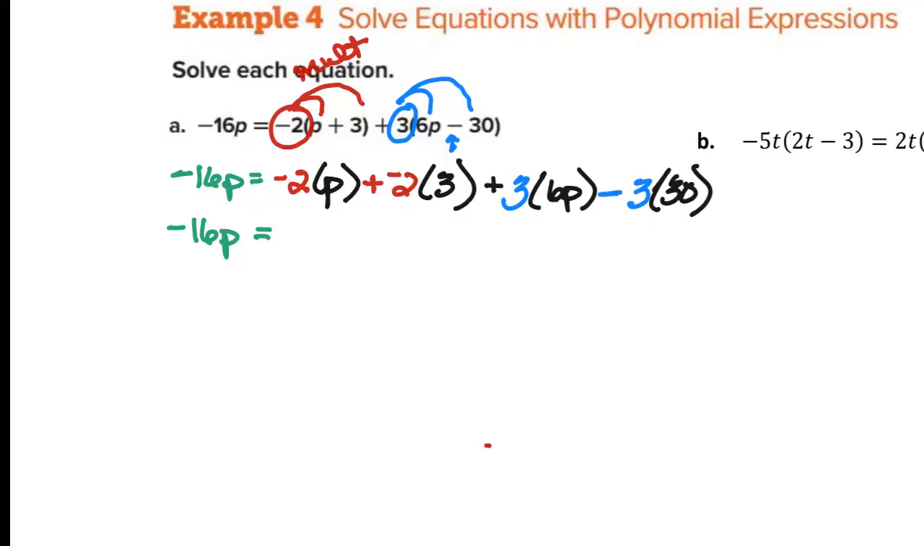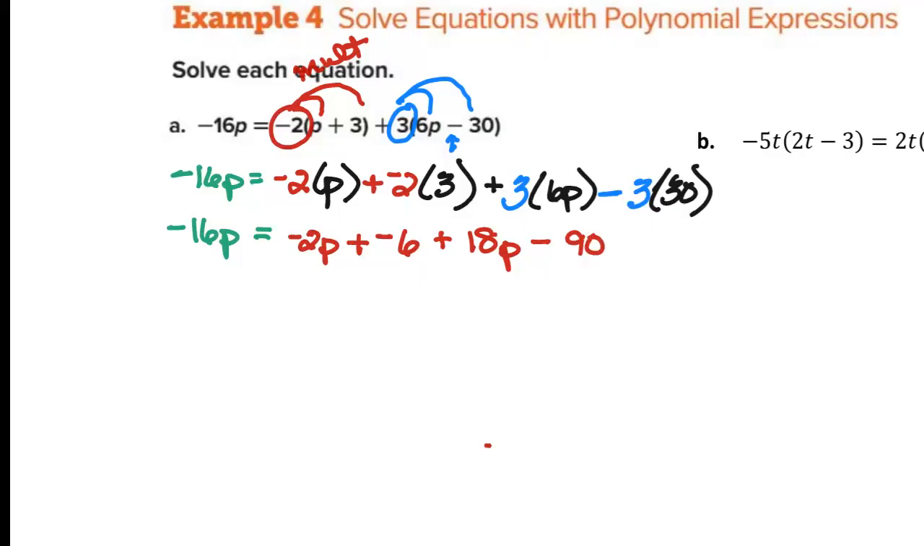Now I'm going to clean up and simplify. The mathematical term for cleaning up is simplify. So I've got negative 2 times p is negative 2p plus negative 2 times 3 is plus a negative 6. 3 times 6p is 18p. And I have a minus 3 times 30 is 90.